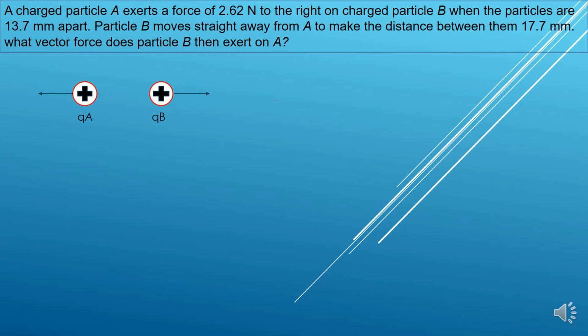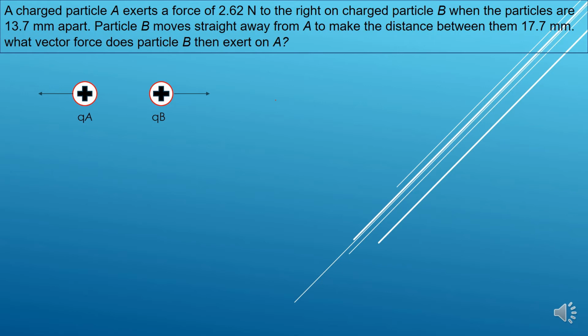Well, the question noted that particle A exerted a force to the right on particle B. So in this situation, when the two charges are positive, we can see that it's indeed true that particle A is pushing particle B to the right. Now, initially, the distance between them is 13.7, but then the distance will be increased to 17.7.